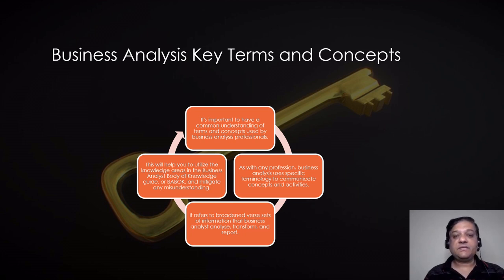Business analysis information refers to the broad and diverse sets of information that business analysts analyze, transform, and report. Examples of this information include solicitation results, stakeholders, plans, project progress, and changes.